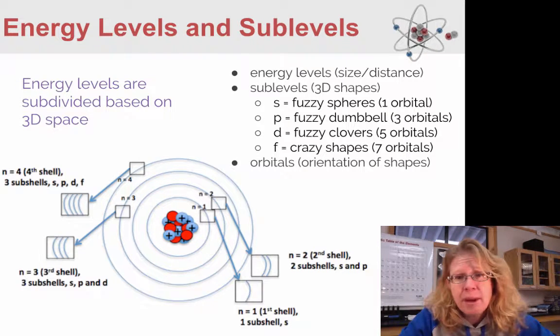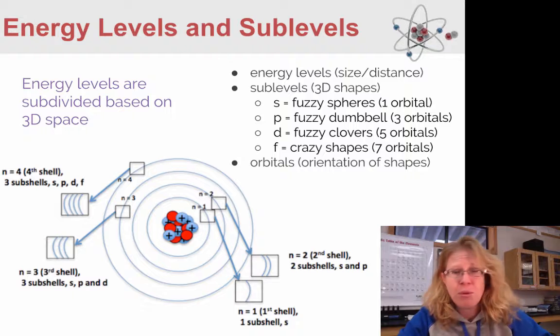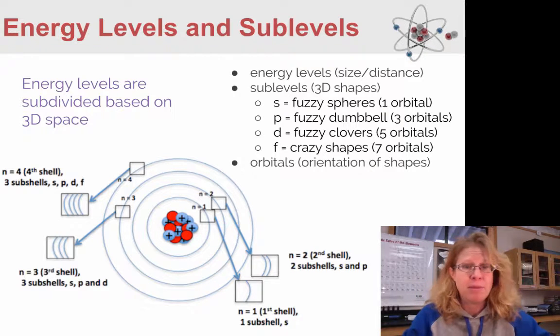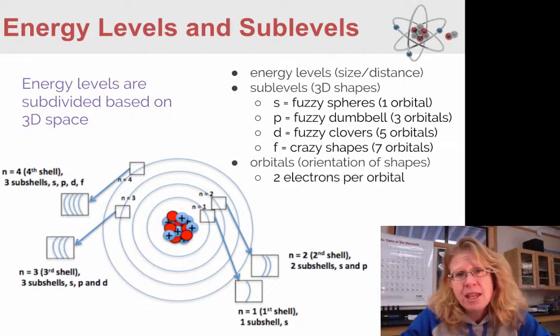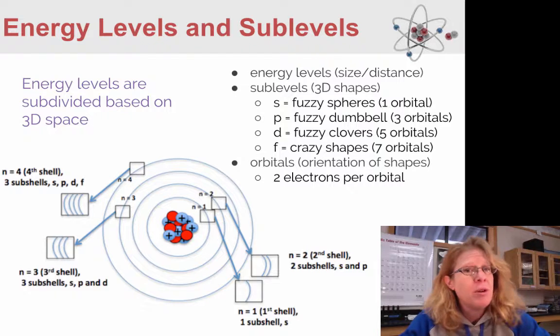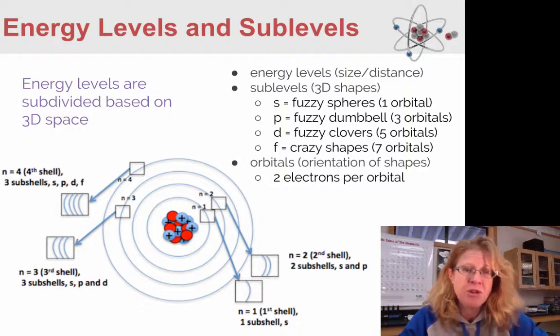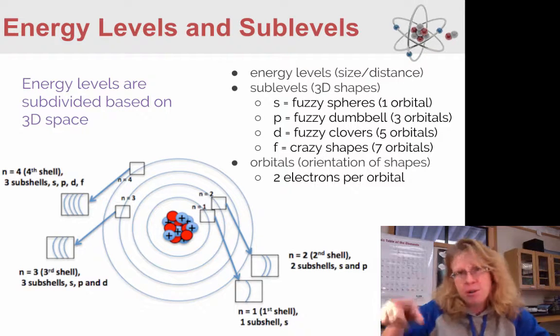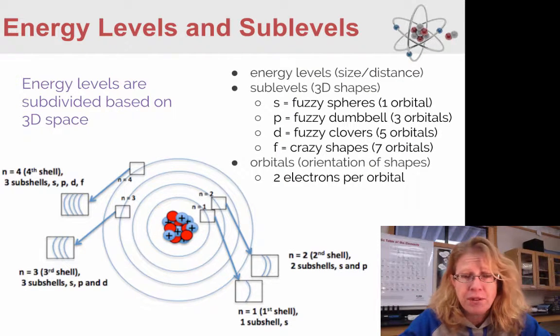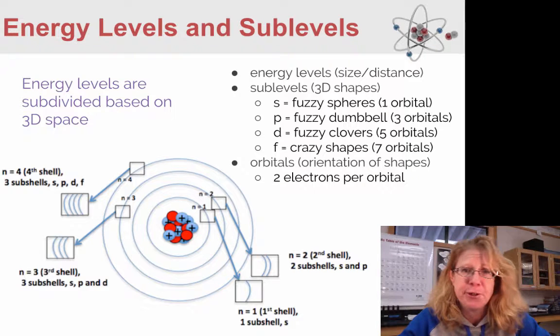But again, we tend to talk about it in terms of are there 1, 3, 5, or 7 different possible orientations for those things. And the key thing here is to remember that each orbital can hold 2 and only 2 electrons. When we did orbital diagrams, we represented each orbital with a circle, and then we had arrows to represent each electron, and there were only 2 arrows that could ever be put in one particular circle.